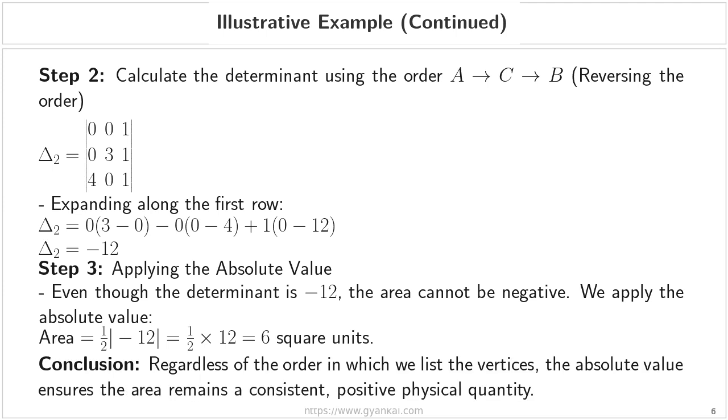To conclude this example, notice that even though we changed the order of the vertices, which flipped the sign of our determinant, the absolute value ensured that our final answer remained a consistent, positive physical quantity of 6 square units. This perfectly illustrates why the absolute value property is so essential. Now, let's wrap up with some key takeaways to solidify what we've learned today.